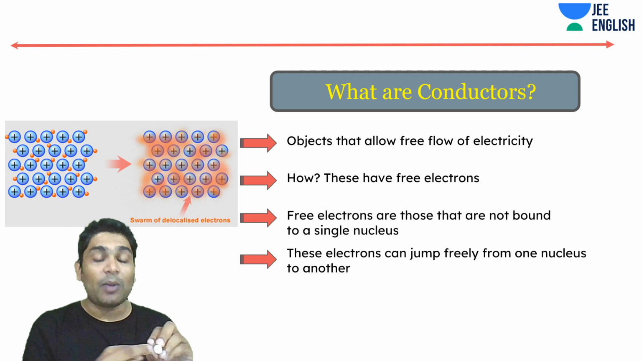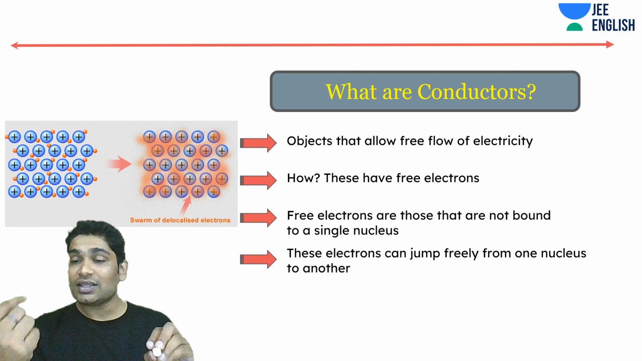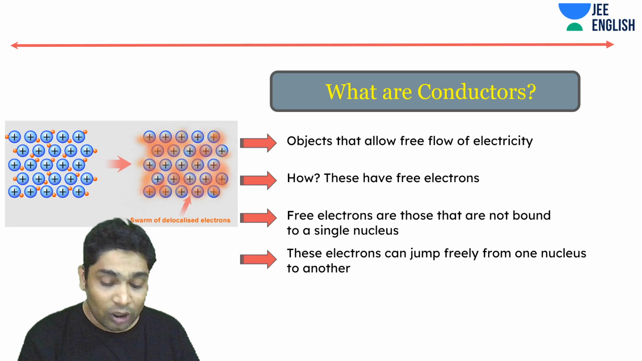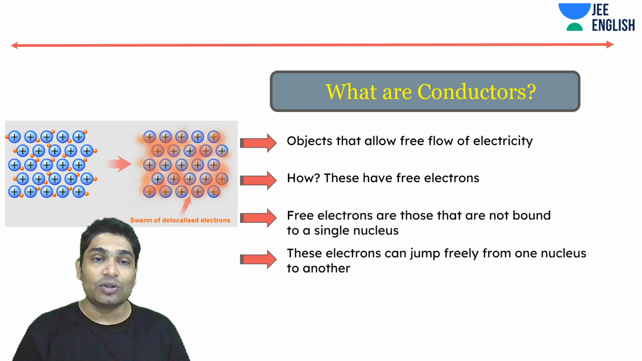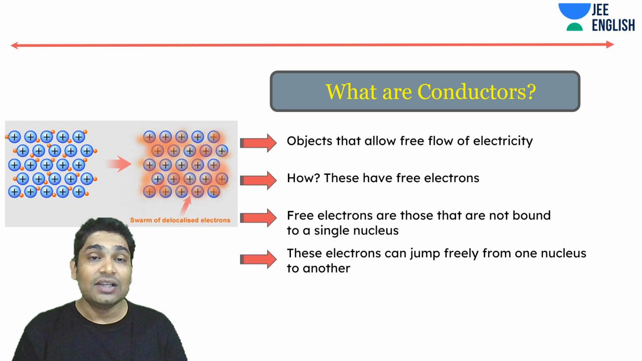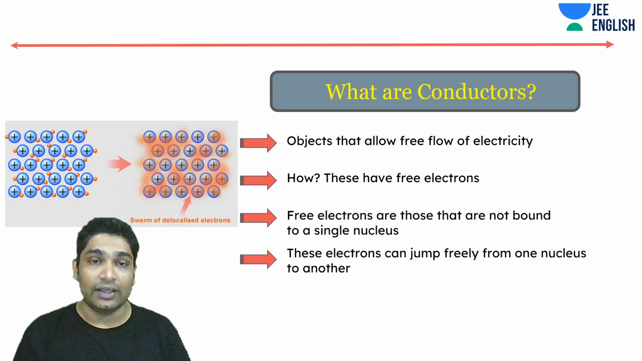A free electron is not bound to a single nucleus. It will in fact jump maybe to this nucleus, and while revolving around this nucleus, it can jump to another nucleus. So a free electron can freely jump from one nucleus to another. So this is a picture that shows you. Right, in this picture, you see a swarm of delocalized electrons. When I say delocalized electrons, it means that they don't have a fixed local position, they keep moving all around. And that is why you essentially see an electron cloud there.